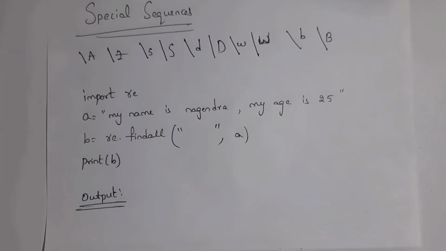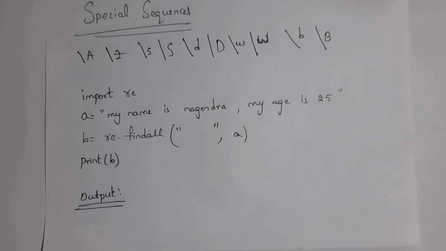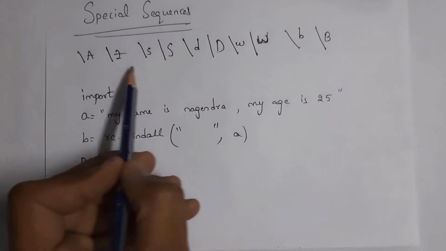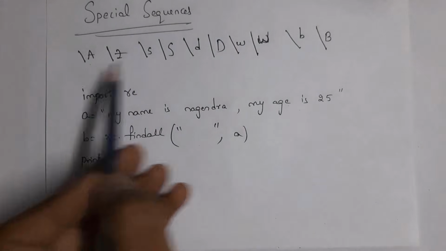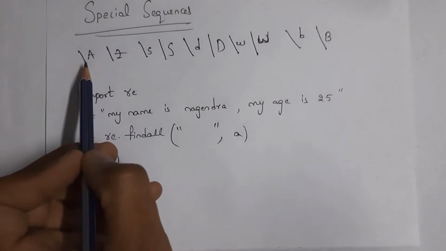Next I will explain special sequences. In order to match any character, then you can use special sequences. And we represent special sequences by using backslash symbol. These are various special sequences that we use in regular expressions. I will explain what is use of these special sequences by giving examples. At first I will explain what is use of backslash A.